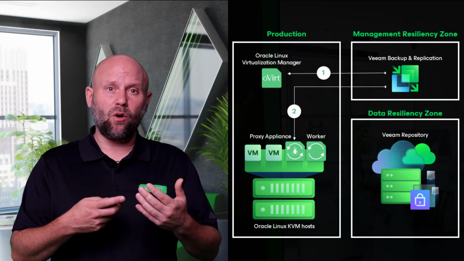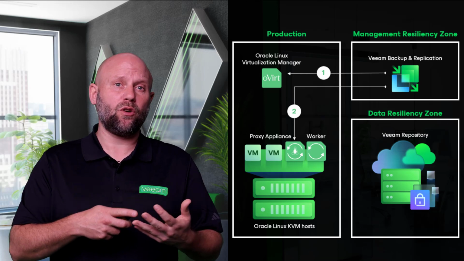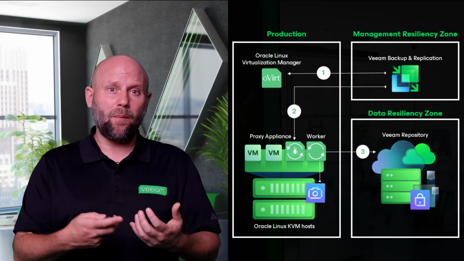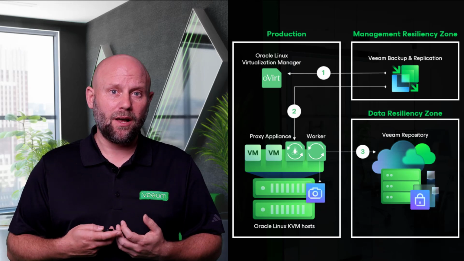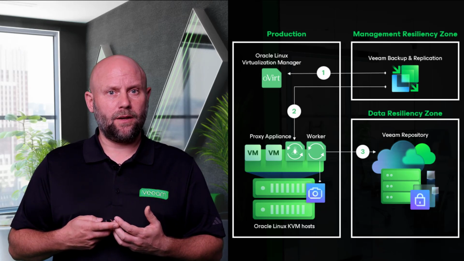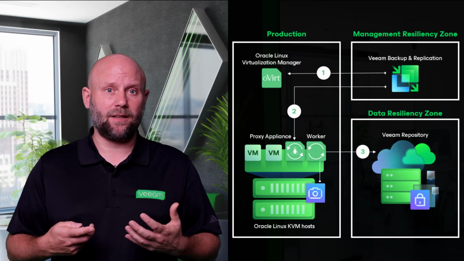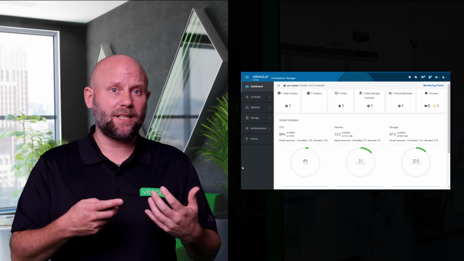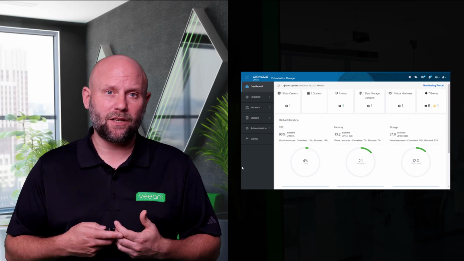So once you have your appliance, your proxy and your workers in place, you can then create your first backup and back up from an image-based snapshot and send that data directly to your preferred Veeam repository. So very simple and easy to get started. So let's take a look at a demo and see what this looks like in deploying these components in the Veeam Backup and Replication console.